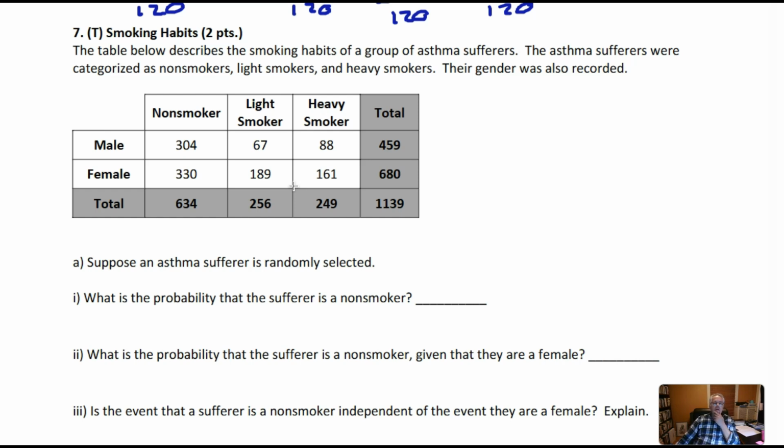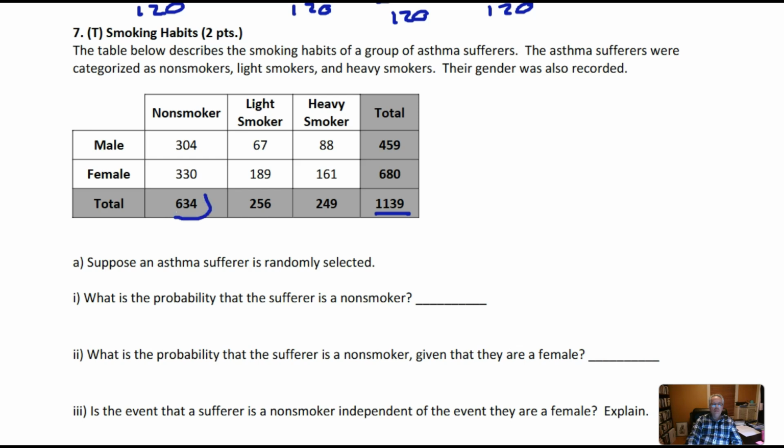Okay, we have a table here. It says the table below describes the smoking habits of a group of asthma sufferers. The asthma sufferers were categorized as non-smokers, light smokers, and heavy smokers. Their gender was also recorded. Okay, so it says suppose an asthma sufferer is randomly selected. That means we're picking one person randomly from all 1,139 people.